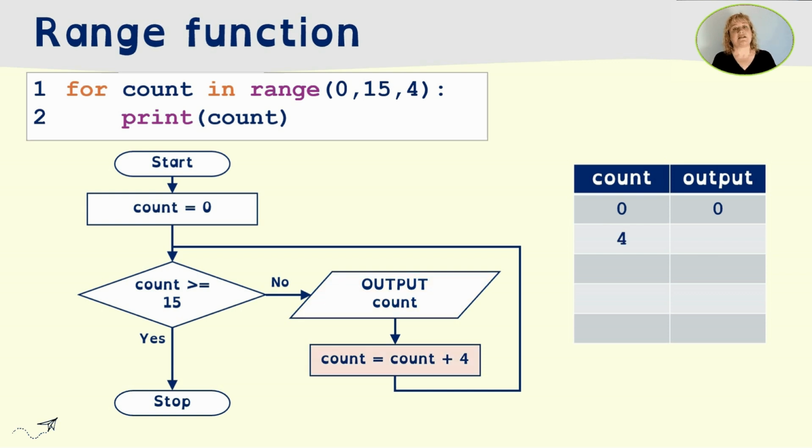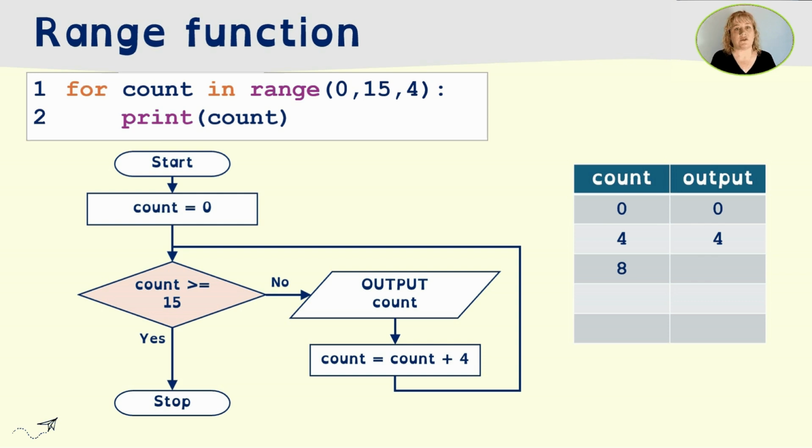And it's at that stage that it loops round and checks to see if it is greater or equal to the target, which is 15. Is it greater or equal to the target? No, it's not. It's 4. So it goes to output 4. Then it adds the step count, which is making count into 8. And then checks the decision diamond. So is count greater or equal to 15?